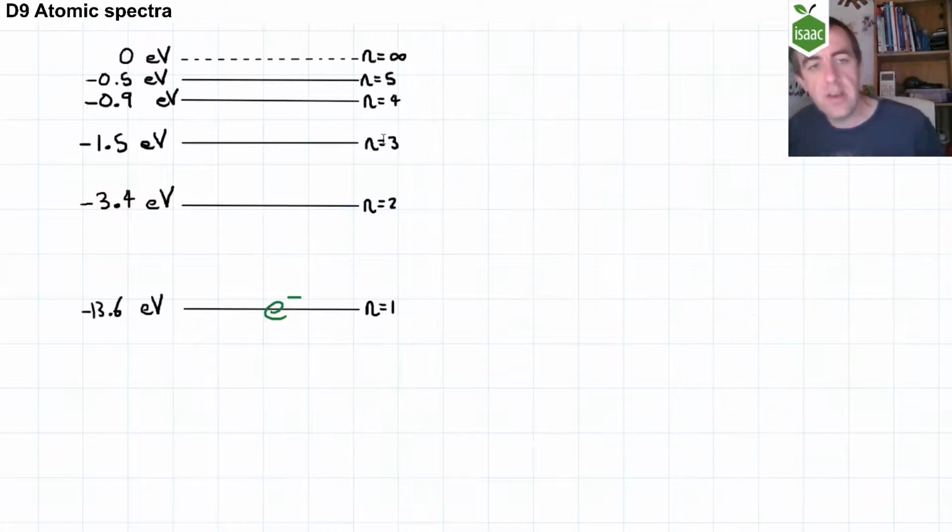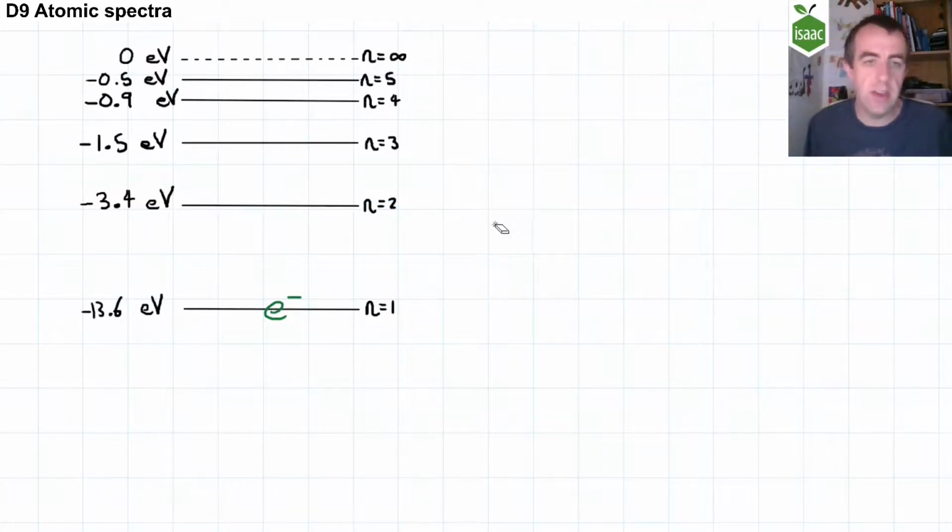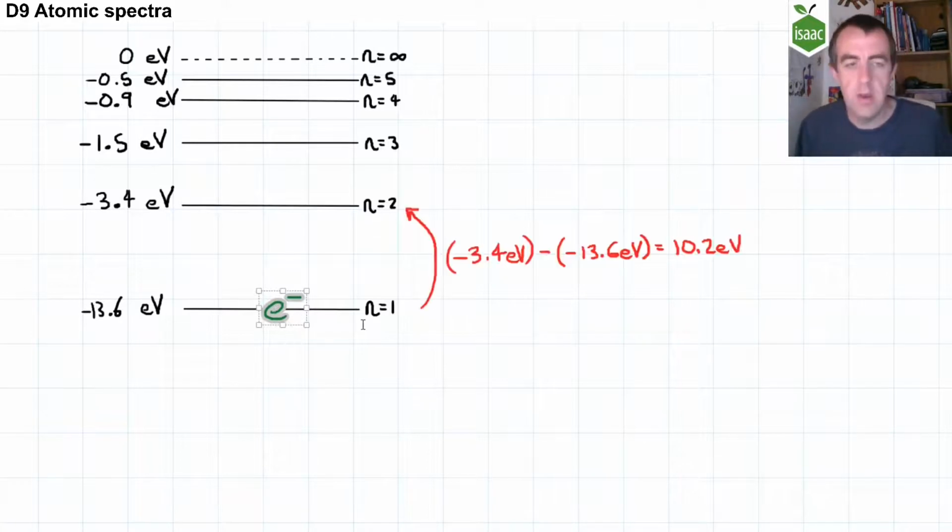Well, that's de-excitation. What about excitation? In order to get the electron to be promoted into a higher energy level, it has to absorb exactly the right amount of energy. To excite the atom into the n equals 2 energy level, the electron would have to absorb exactly 10.2 electron volts of energy.